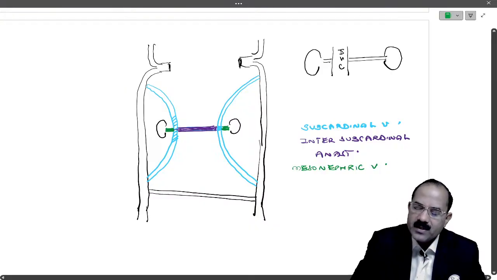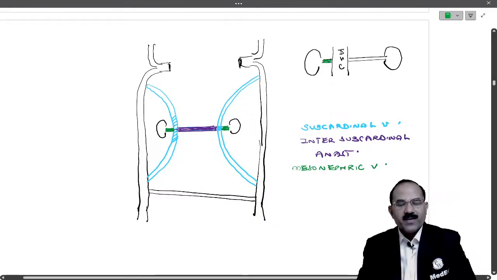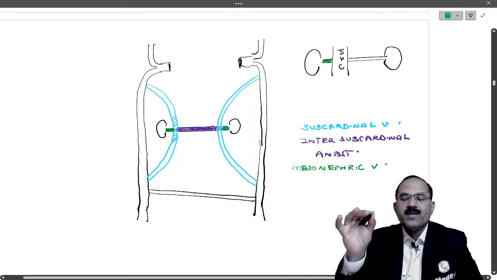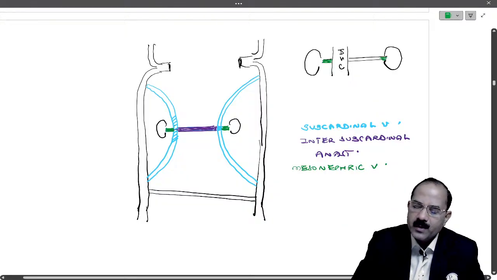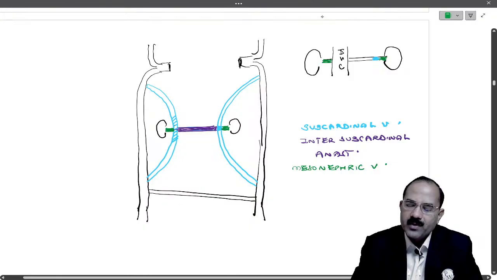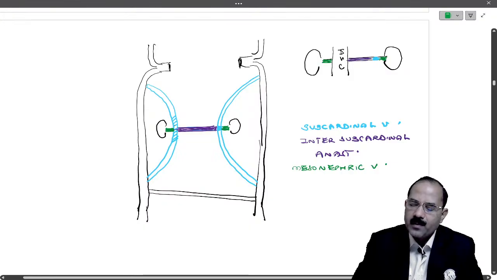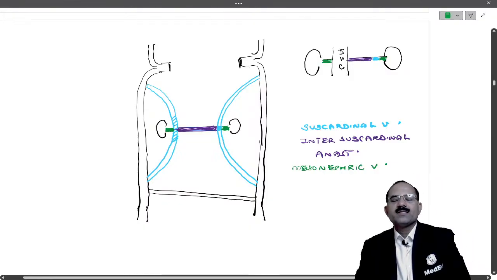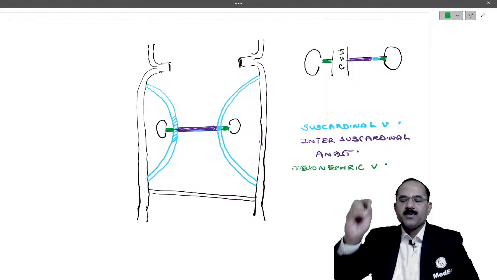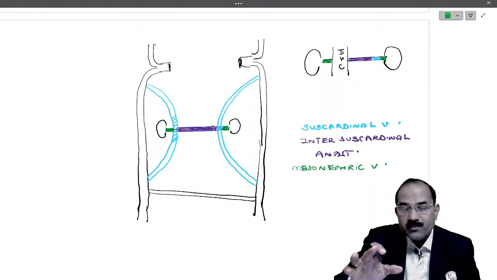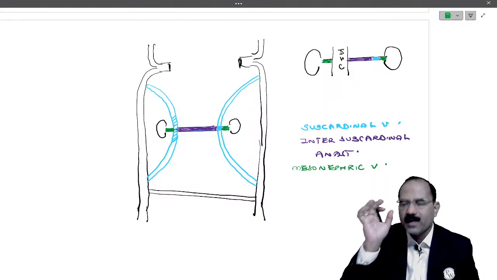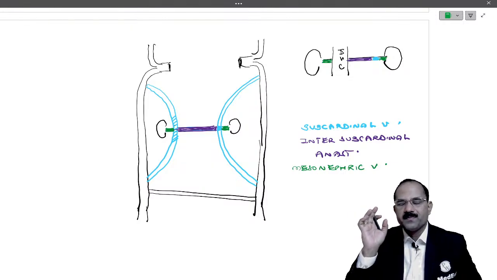The right renal vein is derived from the right mesonephric vein. The left renal vein is derived from 3 sources. Number 1 is the left mesonephric vein. Number 2 is the left subcardinal vein. And number 3 is the intersubcardinal anastomosis. Perfect? Development of renal veins is extremely important. Extremely important. Just remember this.